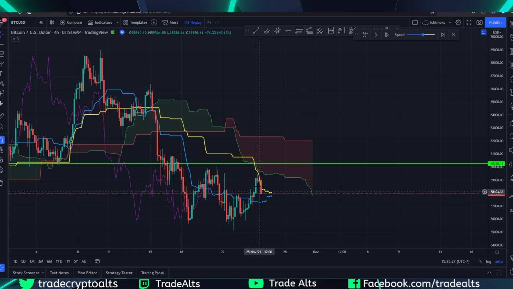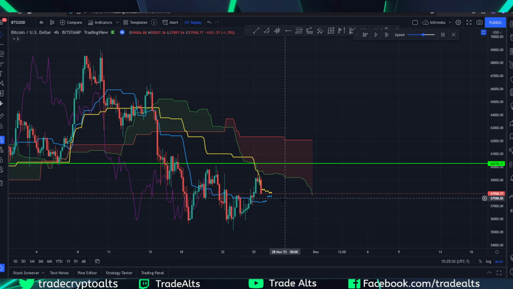There you go. So you just had that tap. You see that on the previous candle? It was a perfect tap to put things back into equilibrium. Kijun is a lot closer to Tenkan, which is good. And overall, it's still bearish.